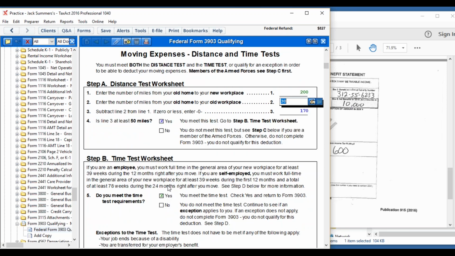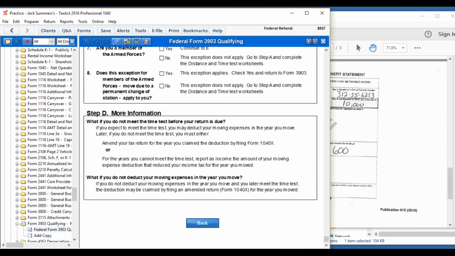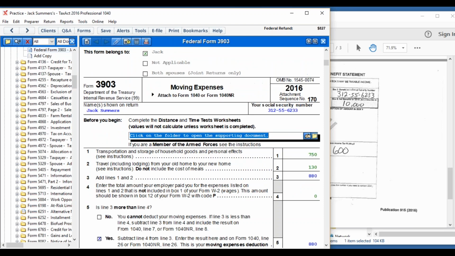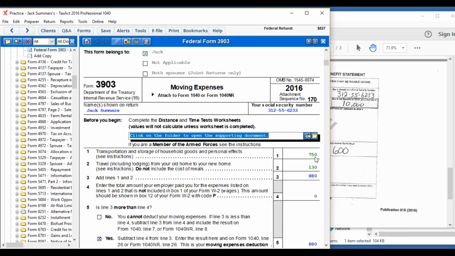Am I there at least 39 weeks? We want to click yes. Once I have done that, I can click back. Now I can enter in my information, the amounts. So I can enter in, I had 500 for the moving truck and 250 in gas receipts. So I can enter that here, $750 in transportation costs.